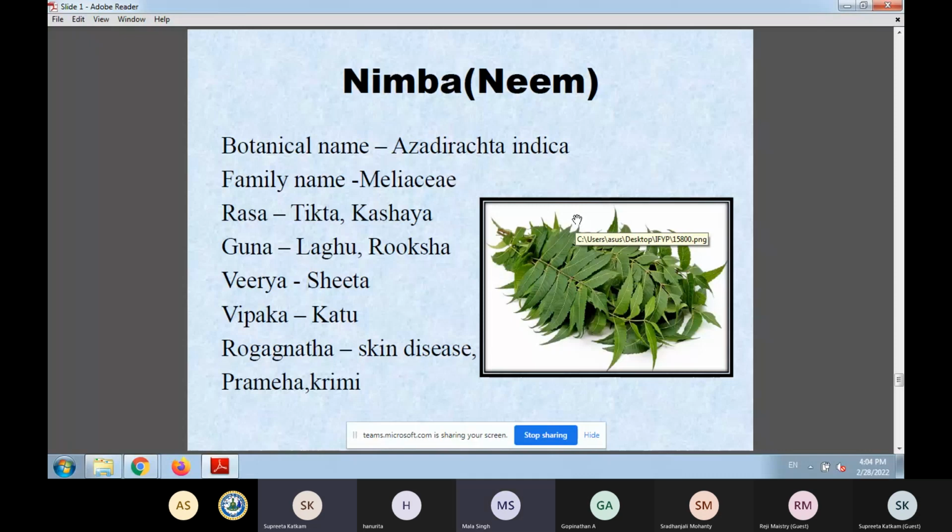Doc, can you repeat for children? You said below 5 years, 3 to 5 pinches with jaggery. How many times a day? Once or twice, based on condition and age. If you feel it is more severe, then give it 2 times.